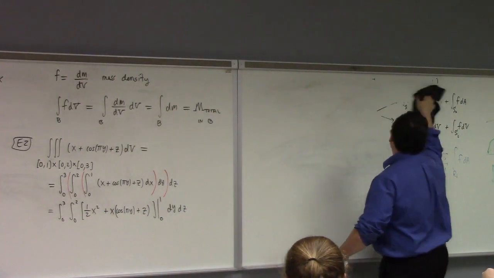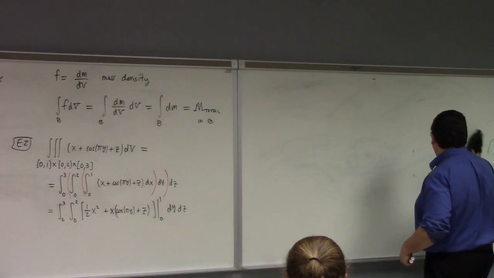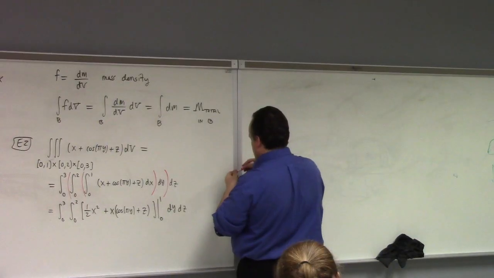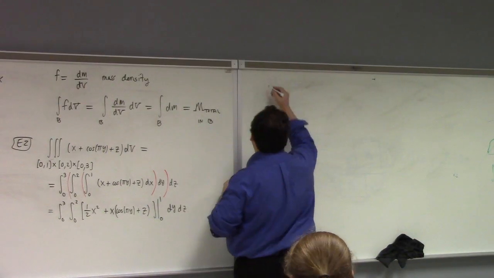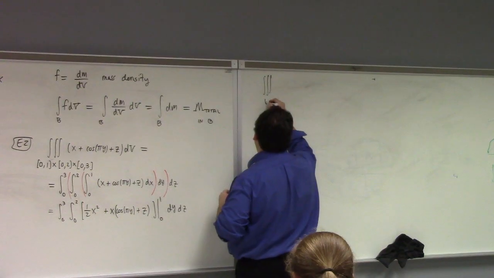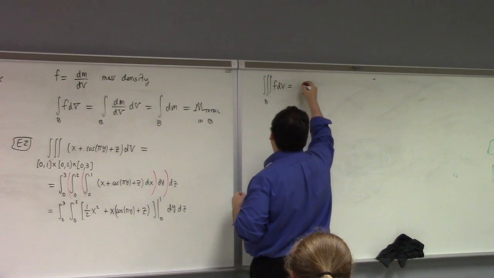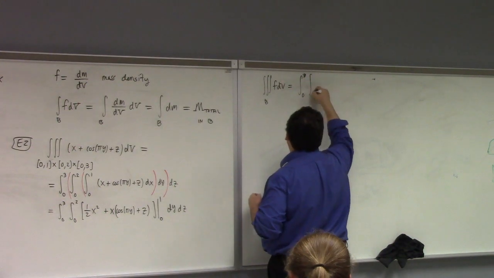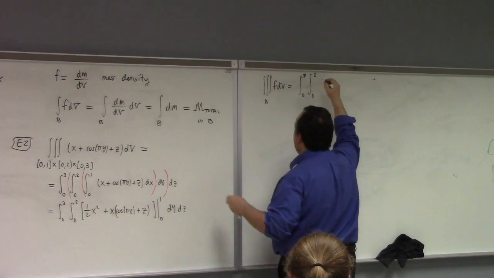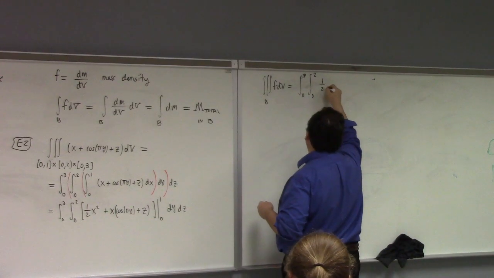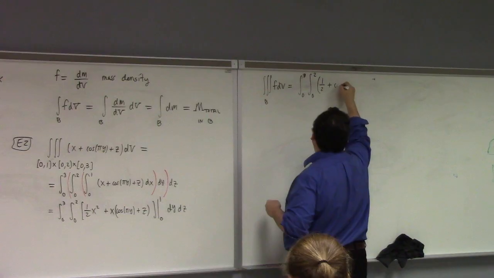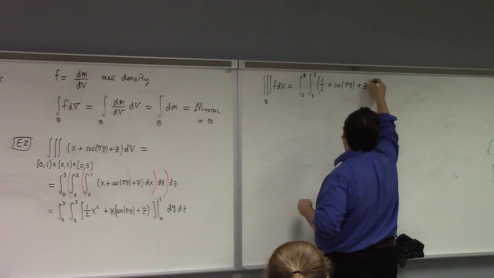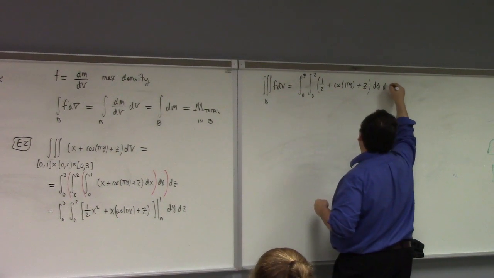I don't know. So what are we left with after we actually do the x integral? So we've got integral from 0 to 3, integral from 0 to 2, and 1/2, right? And then plus cosine of pi y plus z, all right? dy and dz.